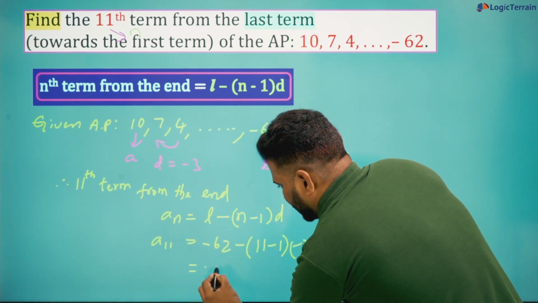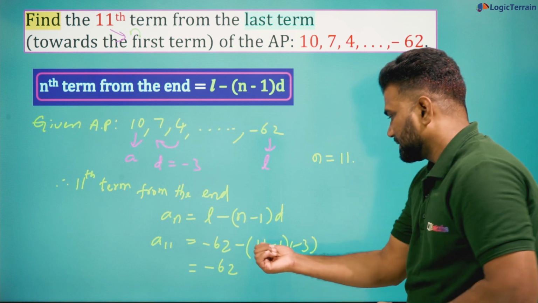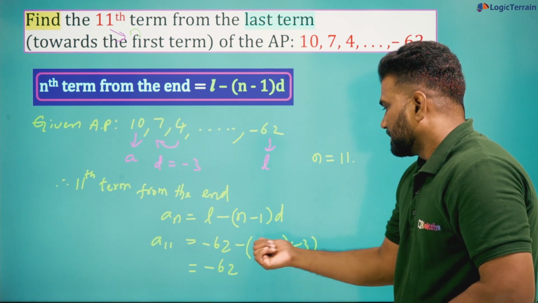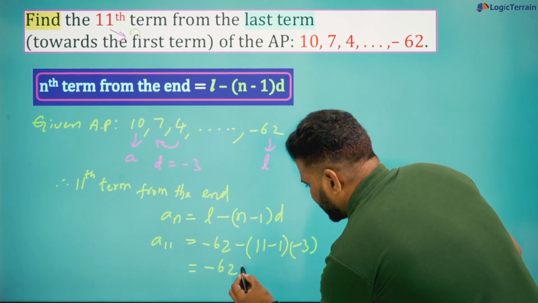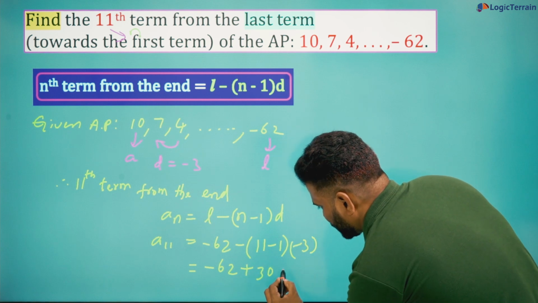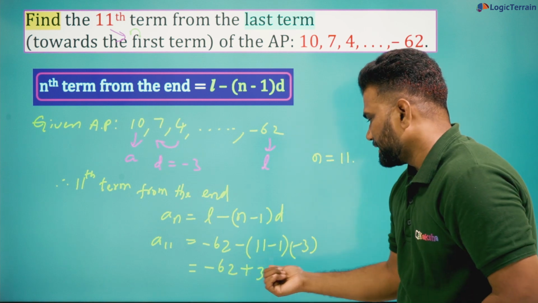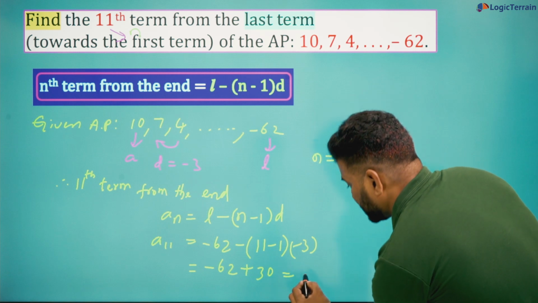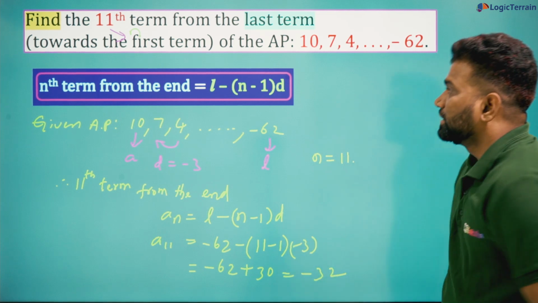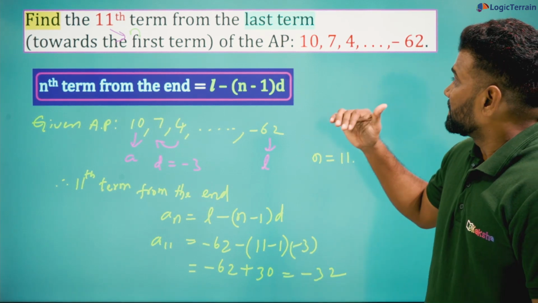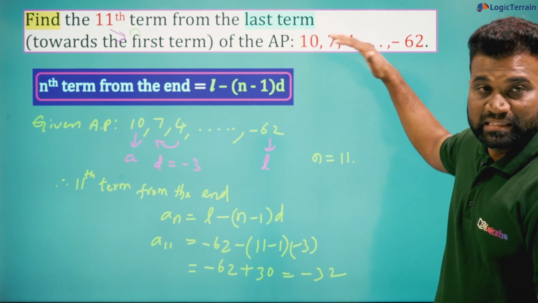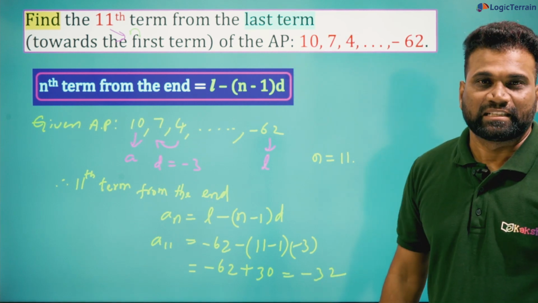That is equal to negative 62. This is 11 minus 1, 10. Negative into negative is positive, 10 3s are 30. Together, negative 62 plus 30, that is negative 32. Therefore, the 11th term from the end in this given sequence is negative 32.